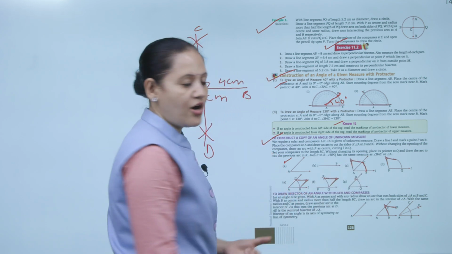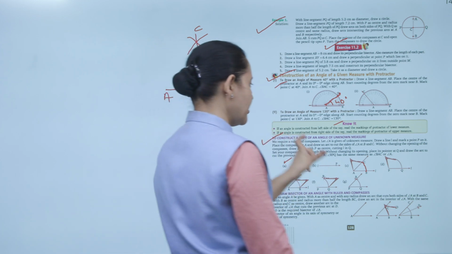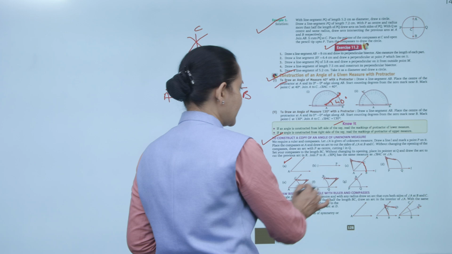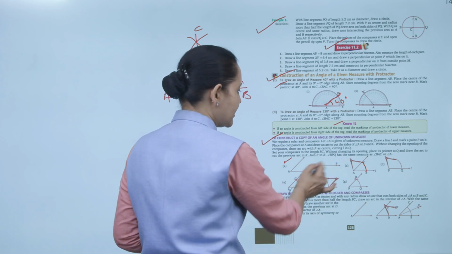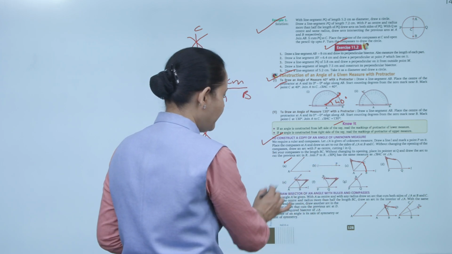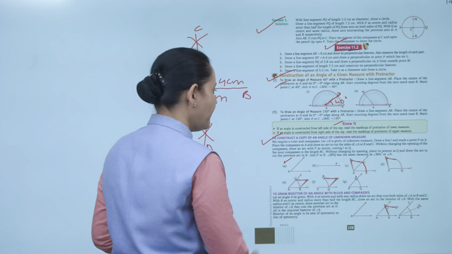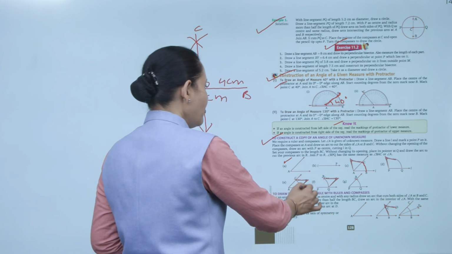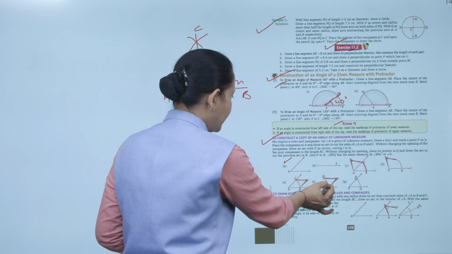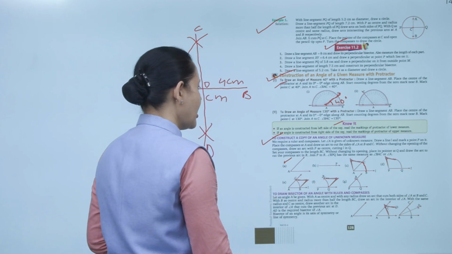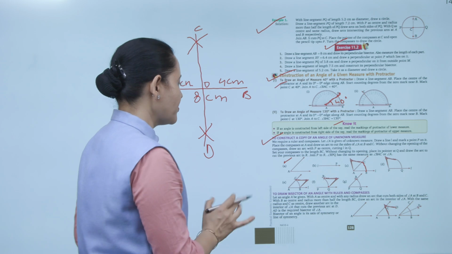Clear? Now without changing the opening, the width we have taken, we'll take that width and draw an arc with P as a center. Now we'll take P as a center and draw an arc. Clear? Now that arc will cut L at point Q.